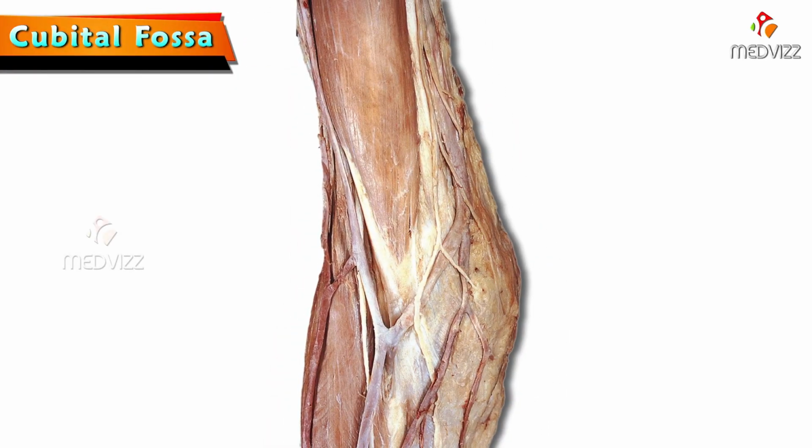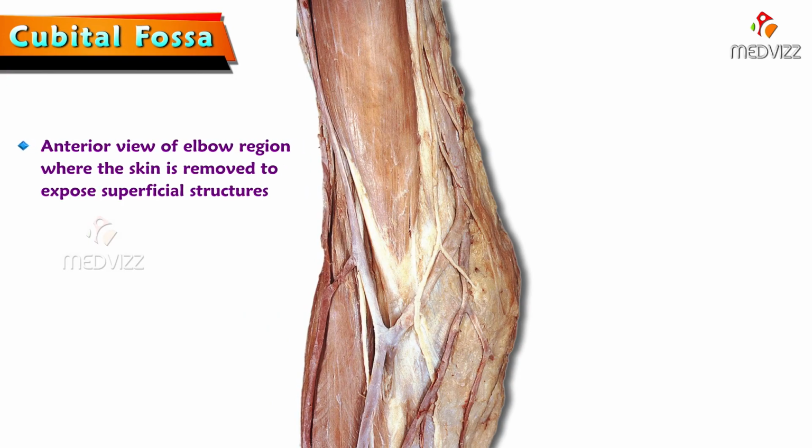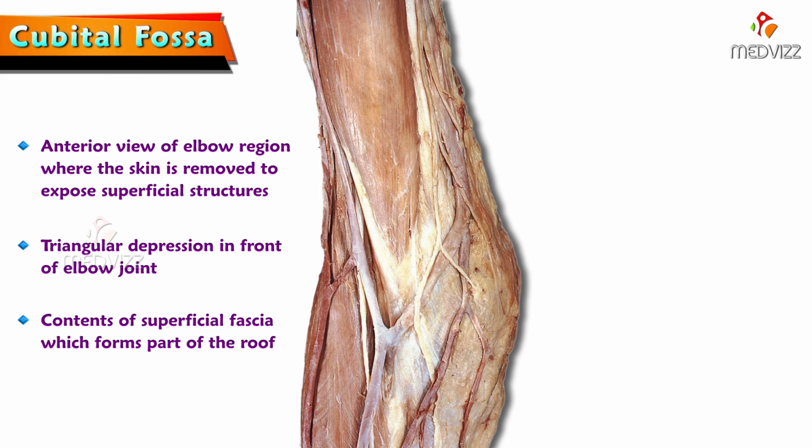Let's do the demonstration of cubital fossa. This is the anterior view of elbow region where the skin is removed to expose the superficial structures of cubital fossa. So cubital fossa is a triangular depression in front of elbow joint. In this specimen, we can see the contents of superficial fascia which forms part of the roof of cubital fossa.